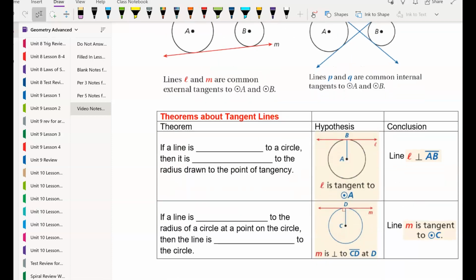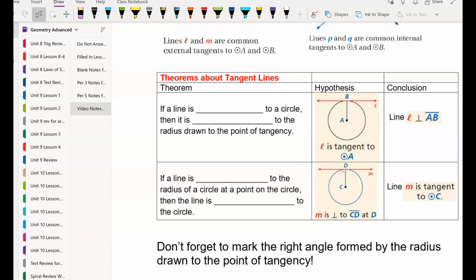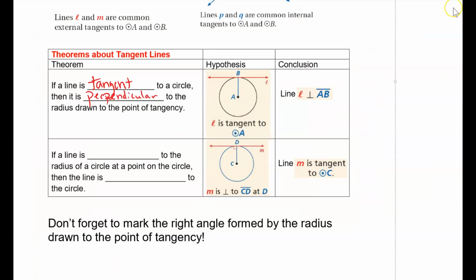And then you were introduced to this first theorem, and it said the following: if a line is tangent to a circle, then it is perpendicular to the radius drawn to the point of tangency. And so you always need to get in the habit of marking the right angles, and it does not want to mark it for me, and I'm not sure why. So we'll just do it like, here we go. Let's see if it'll be a little bit better if I do this. All right. Always draw in the right angle.